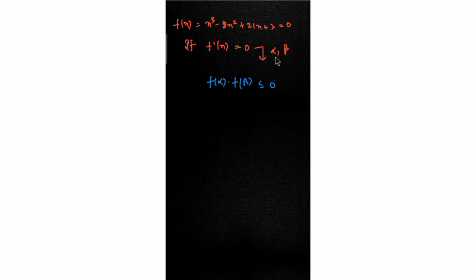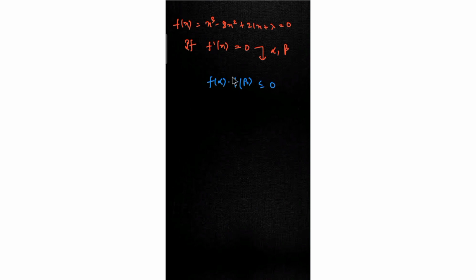because at one position alpha or beta it will have a local maxima, and at another position we have a local minima. So definitely one will be above the x-axis and the other will be below the x-axis. So the product of these two will be definitely less than 0, or equal to 0 if one of the roots is a double root of the cubic equation.